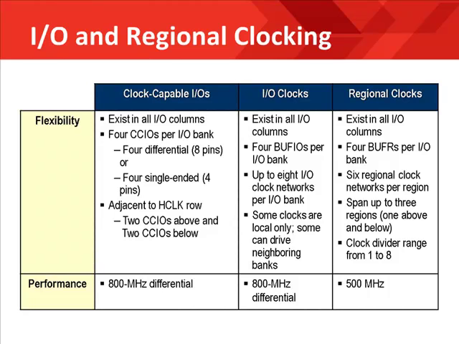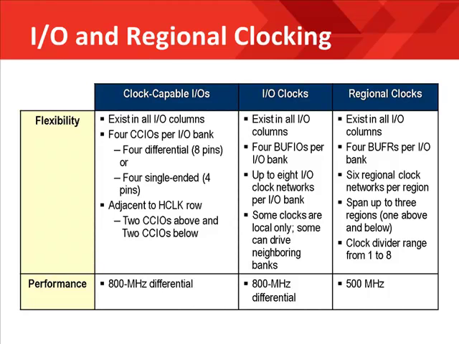The I/O clocks exist in all I/O columns. There are 4 BUFIOs per I/O bank, up to 8 I/O clock networks per I/O bank. And some clocks are local only. Some can drive the neighboring banks as well. And again, these support speeds up to 800 megahertz.